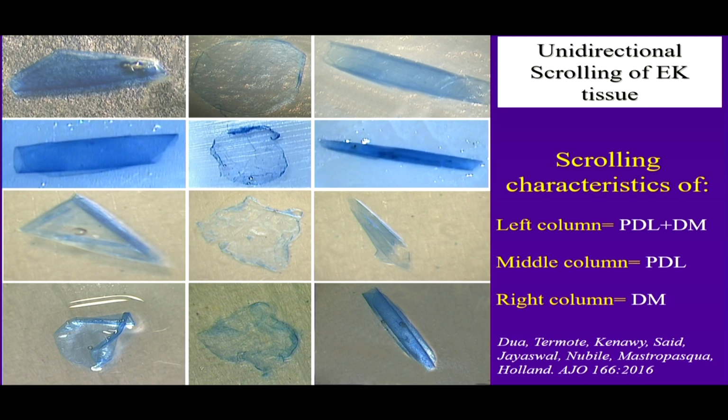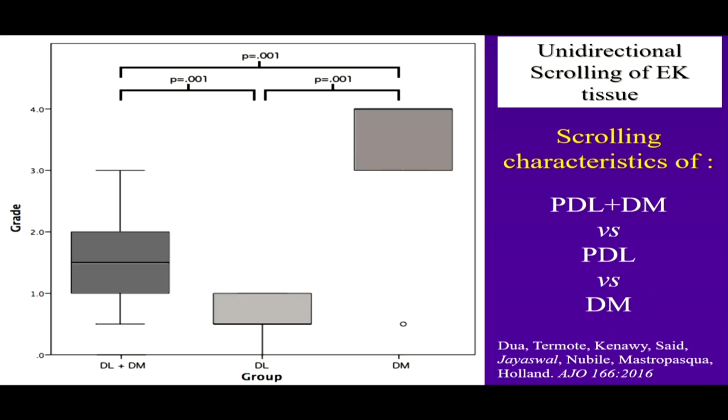So most of the scrolling of PDEK tissue is also imparted by the Descemet's membrane, because the pre-Descemet's layer on its own scrolls less than the PDEK tissue does. So here you can see the statistically different scrolling of PDEK tissue, DMEK tissue, and the pre-Descemet's layer, Dua's layer, on its own. So everybody has said it is because of the elastin in the Descemet's membrane.